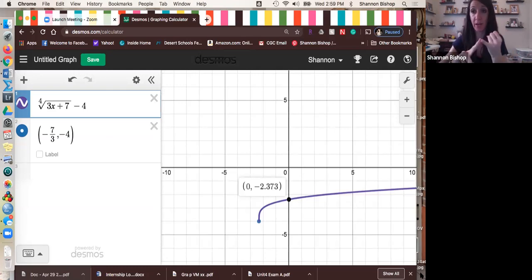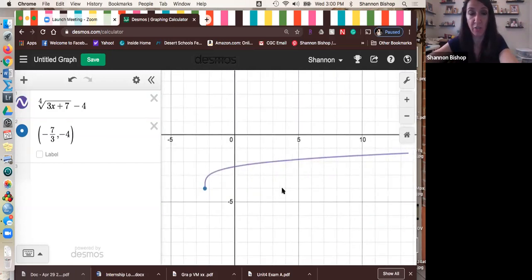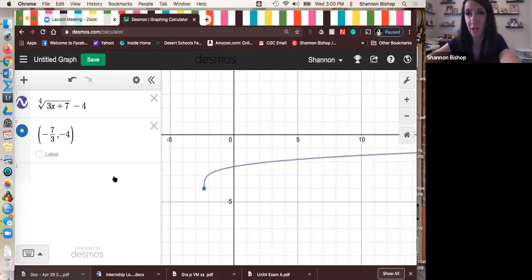So domain, check. Range, check. Start point, check. Vertical intercept, check. Horizontal intercept, check. Okay. So that is how you'll know the domain and range of these graphs. Notice I only did even root examples because, ladies and gentlemen, if this were an odd root, we would just say all real numbers and move on.